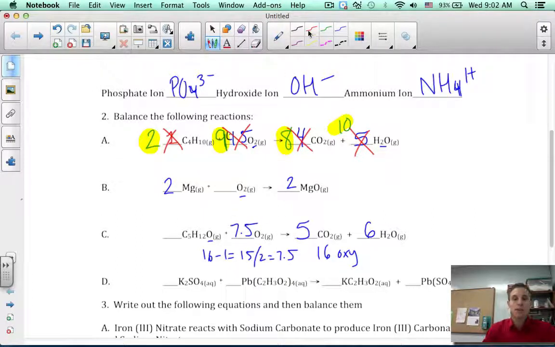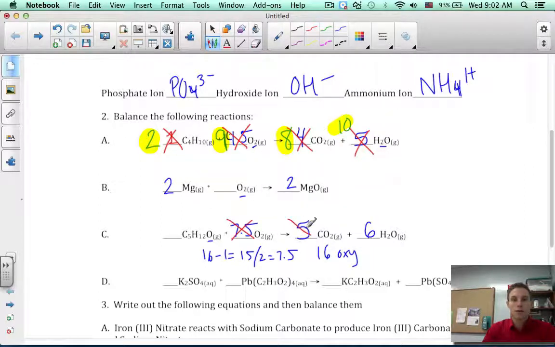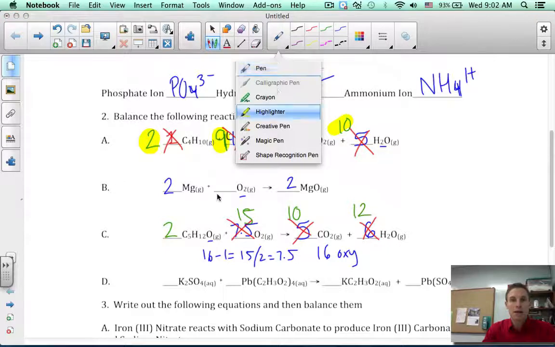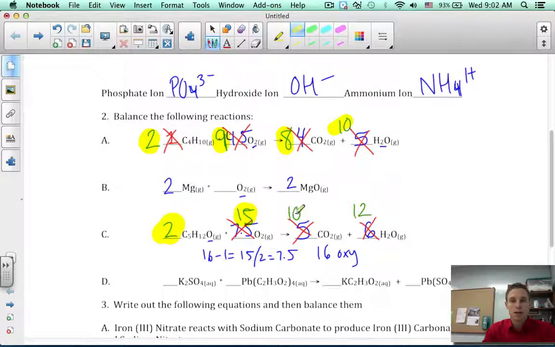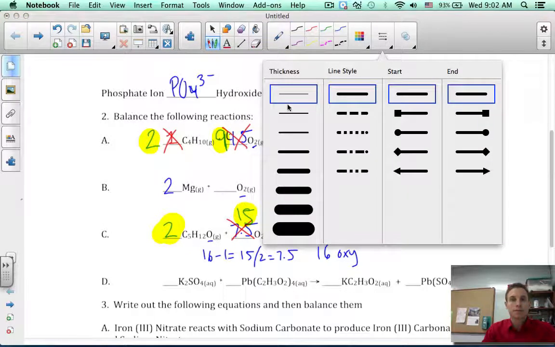Now I can't leave that decimal, so I'm going to do the same thing as I did before. I'm going to cross out each one of these coefficients, and I'm going to put a new coefficient in its place. When I multiply everything times 2, this becomes a 2, this becomes a 15, this becomes a 10, and this becomes a 12. And I'm going to highlight that again, just so you know that these are the coefficients for that balanced reaction. Alright, we keep going.